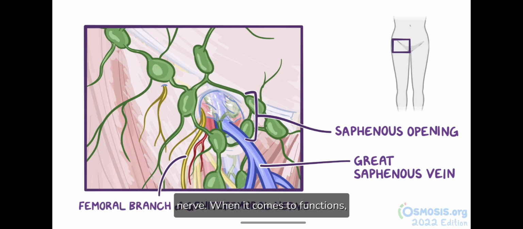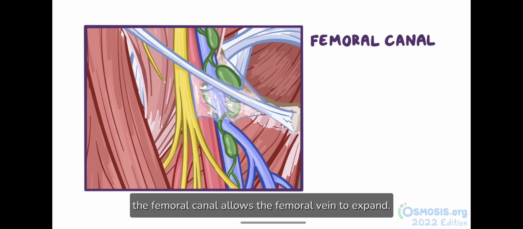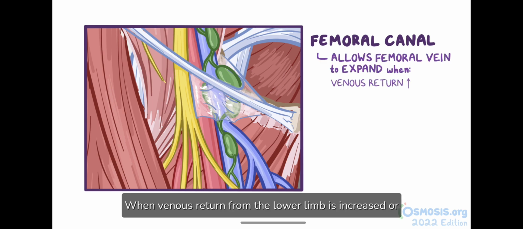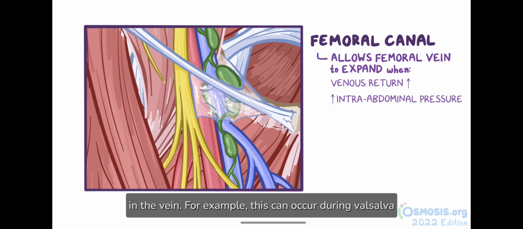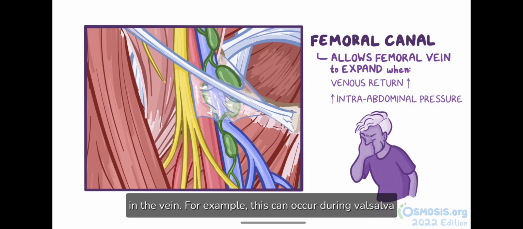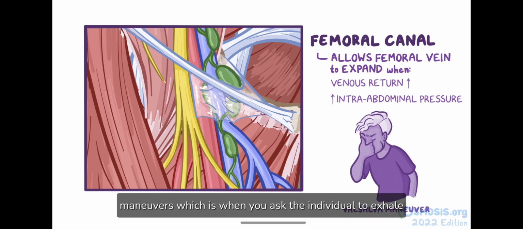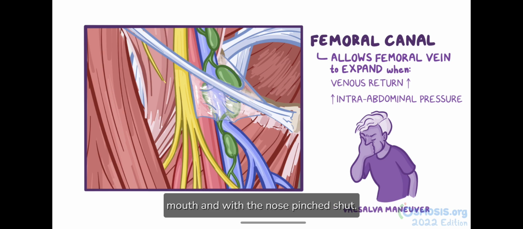When it comes to functions, the femoral canal allows the femoral vein to expand when venous return from the lower limb is increased, or when increased intra-abdominal pressure causes a temporary stasis or blockage in the vein. For example, this can occur during Valsalva maneuvers, which is when you ask the individual to exhale forcefully as if blowing up a balloon with a closed mouth and with the nose pinched shut.